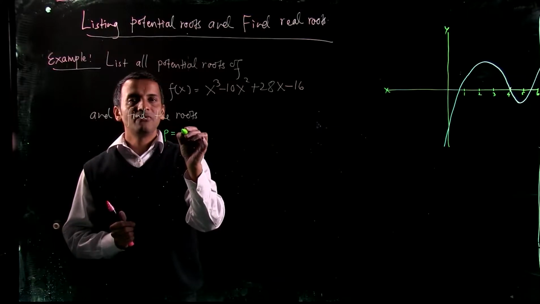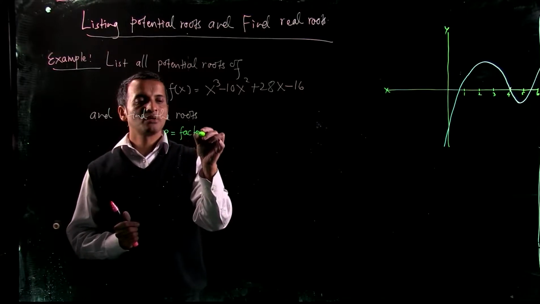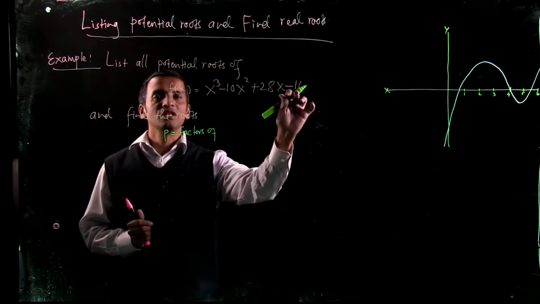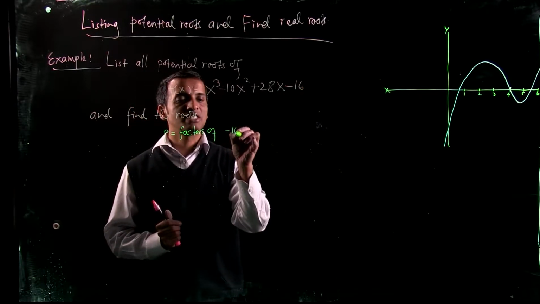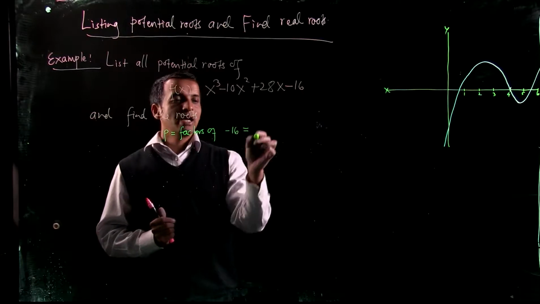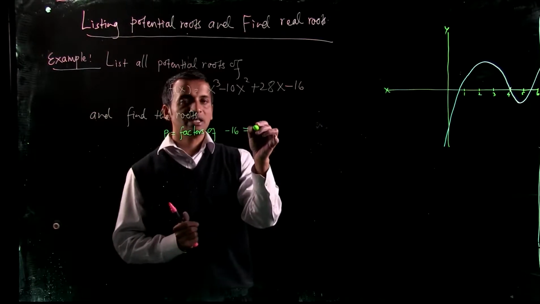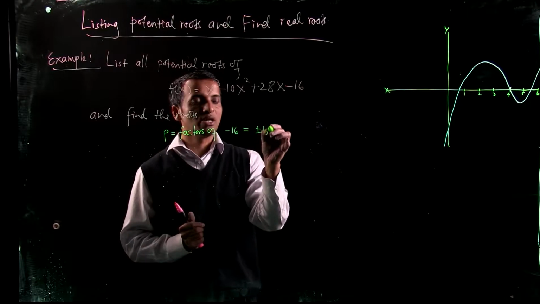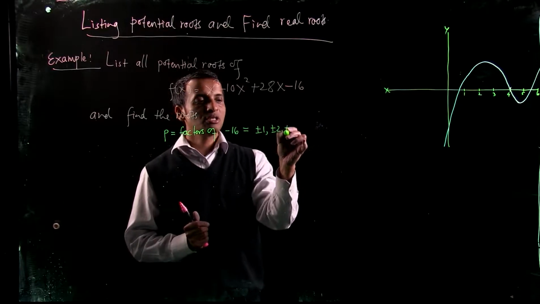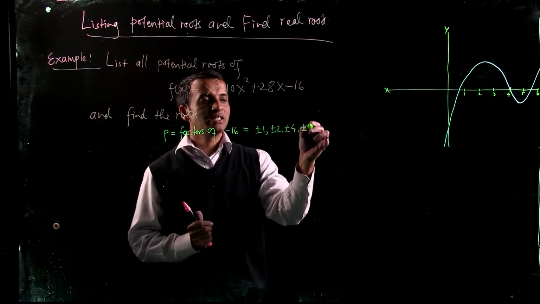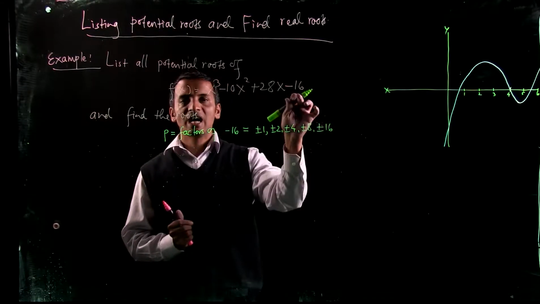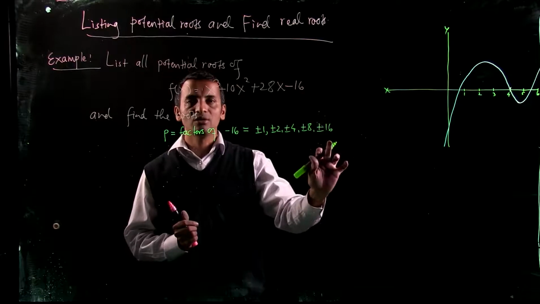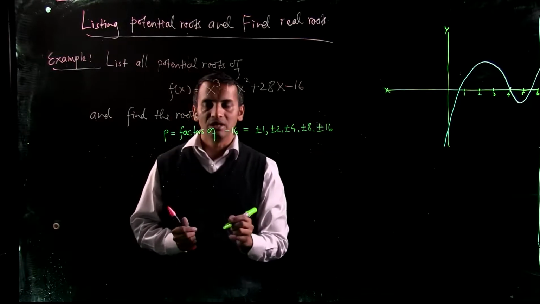P is the factors of the constant number. P is always the factor of the constant number, so it is -16 here. And what are the factors of -16? It is divisible by plus and minus 1, plus and minus 2, plus and minus 4, plus and minus 8, plus and minus 16. So these are the numbers that divide 16. So you list all those values and we denote that by P.